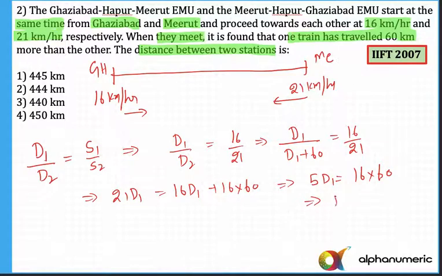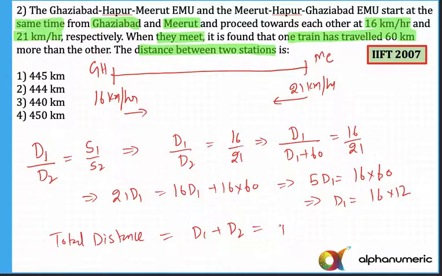So from here I'll say 5 d1 is equal to 16 into 60, and solving this, you'll get d1 equal to 16 into 12. Alright. So d1 is equal to 16 into 12. So what is the total distance? The total distance here is nothing but d1 plus d2. And what is d2? It is d1 plus 60.